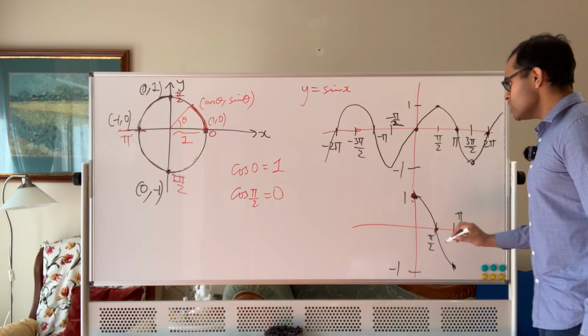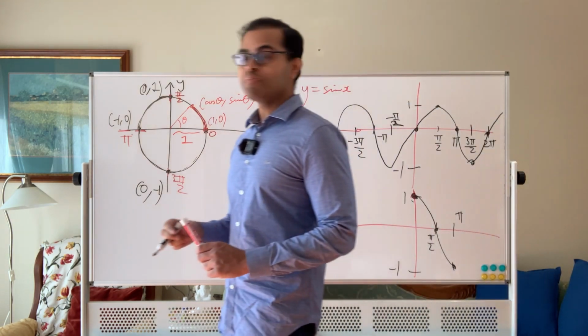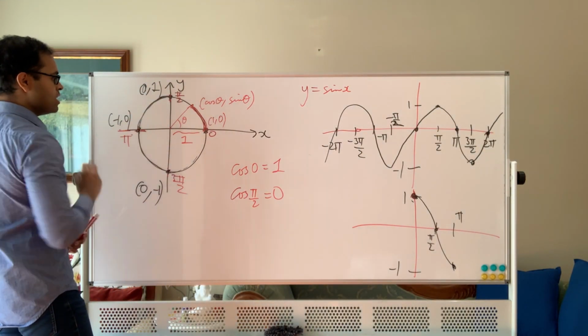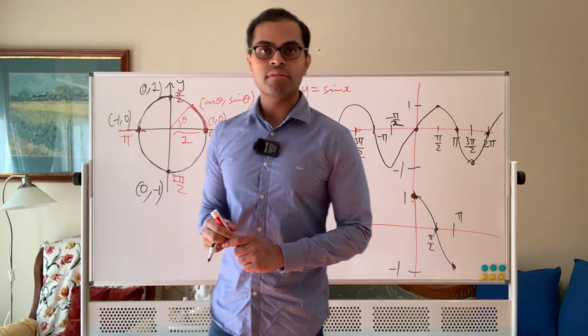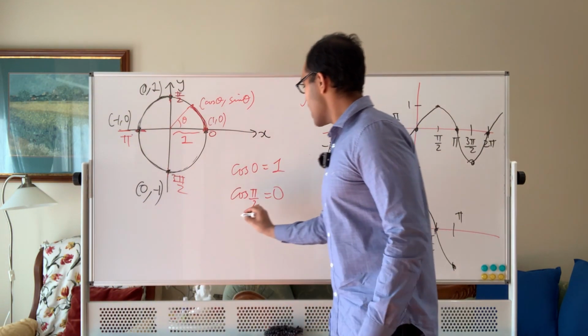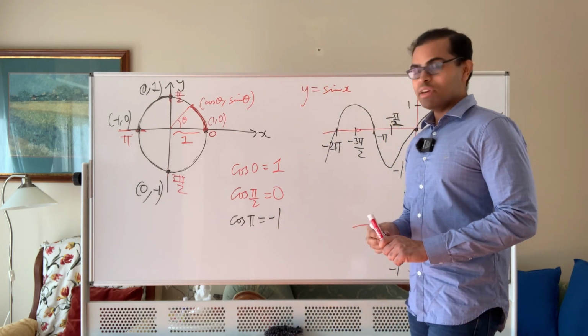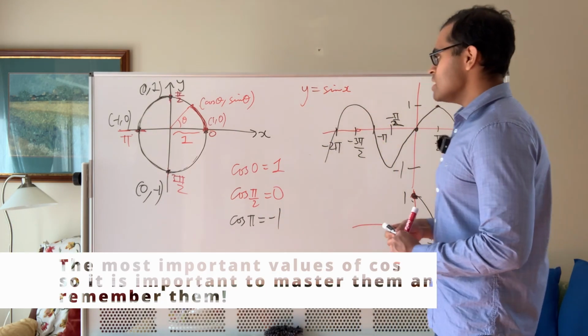So cosine of pi is negative 1, because pi radians is the point that's 1/2 of a circle, which is negative 1, 0, and the x coordinate is always cosine theta. So cosine of pi is going to equal negative 1. Okay, so that's cosine of pi. And then you can keep going with this.